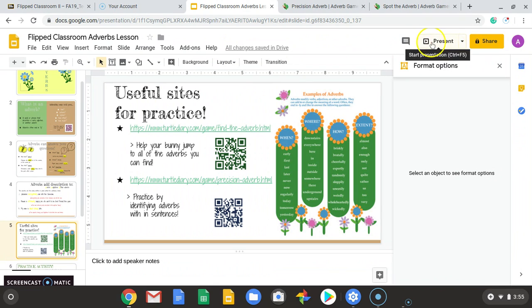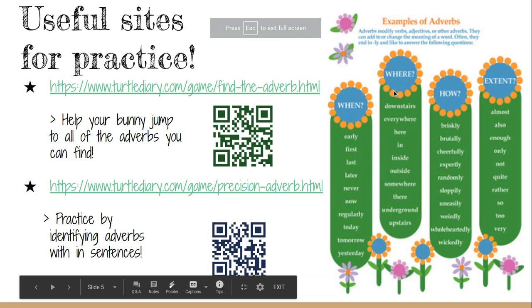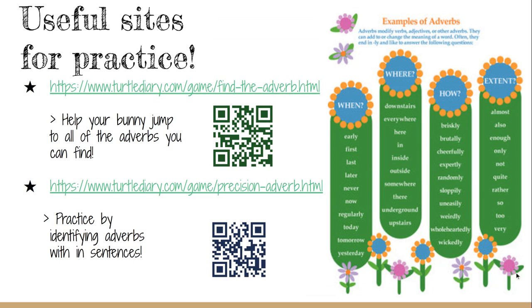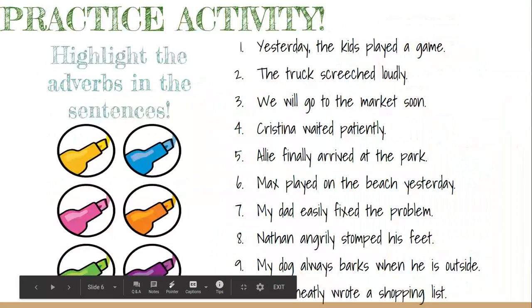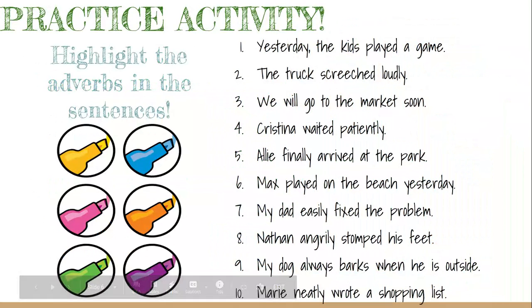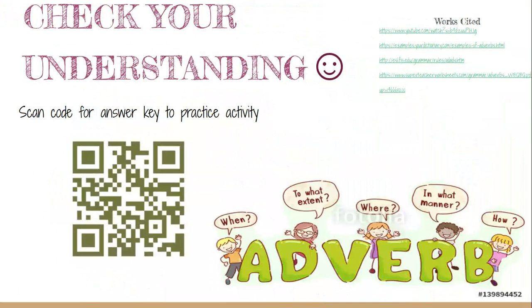After you have done some practice activities, I've also put a list here of some different adverbs of these questions, like when, where, how, and to what extent. And then you can do this practice activity in which you'll read the sentences and highlight the adverbs that you find. Once you have completed the activity, you can scan this QR code and it'll take you directly to the answers.